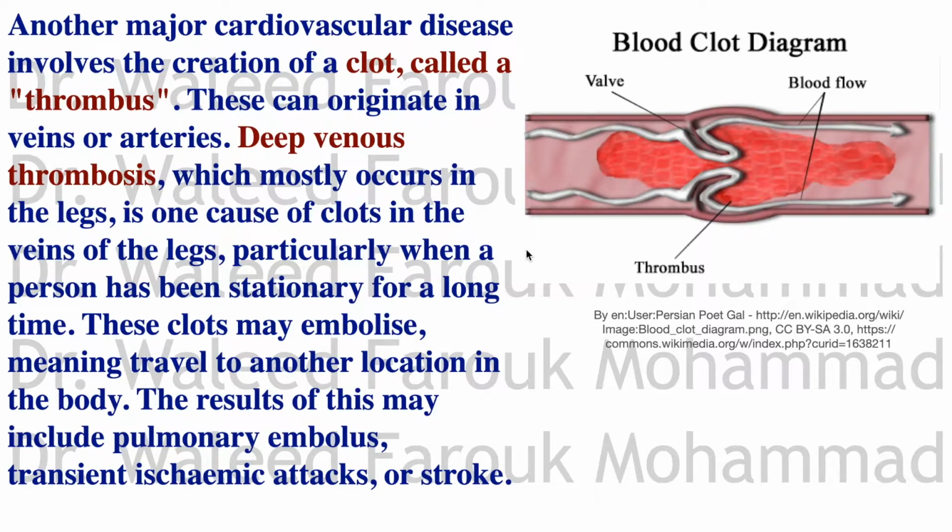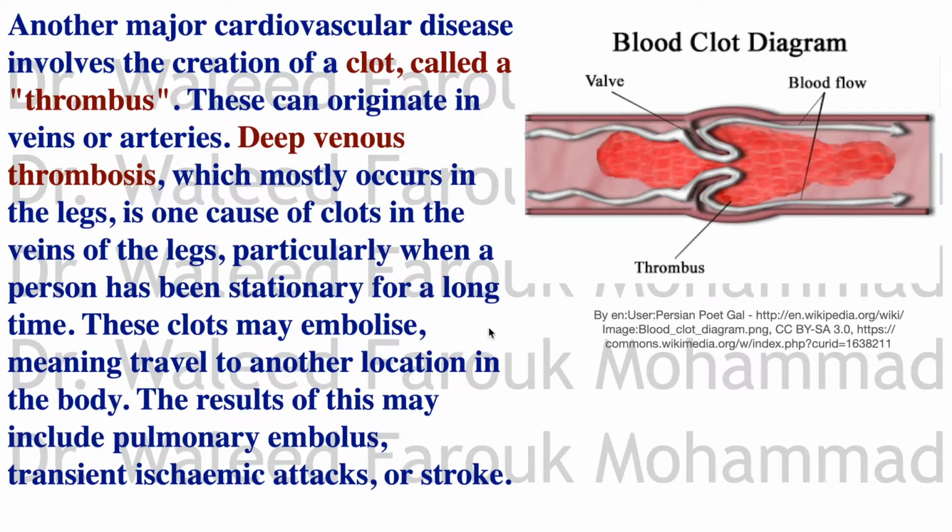Another major cardiovascular disease is clot formation, called a thrombus. You can see it here. This can originate in veins or arteries, especially the veins, by the way, because more stagnation of blood occurs there, and the commonest is DVT, or deep venous thrombosis. It mostly occurs in the legs, particularly when a person has been stationary for a long time.